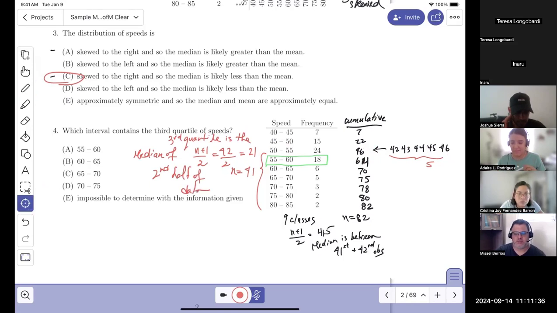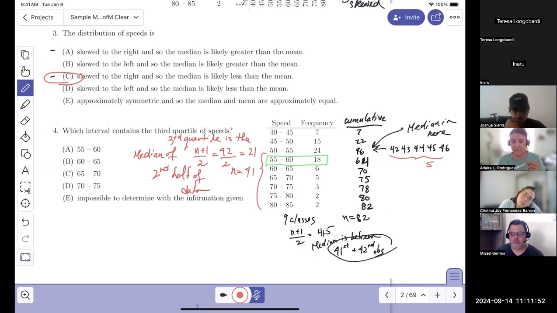And that's the rule I'm using. So I divide the data in half. I find the median. The median was in here, between the 41st and the 42nd. So then I start counting at the 42nd, because the 41st and 42nd are not the median. It's the average of the values 41 and 42. And then I keep going, and I see that that's going to be 23 observations altogether. So the 21st must be in here.